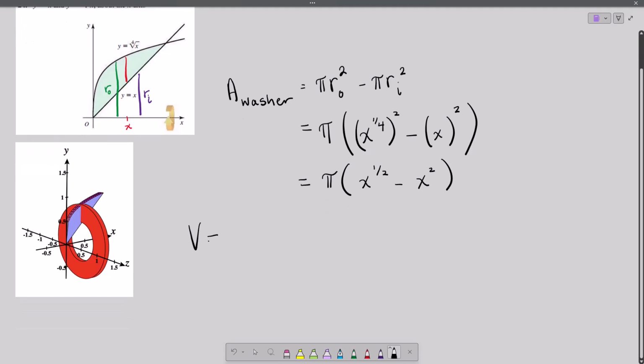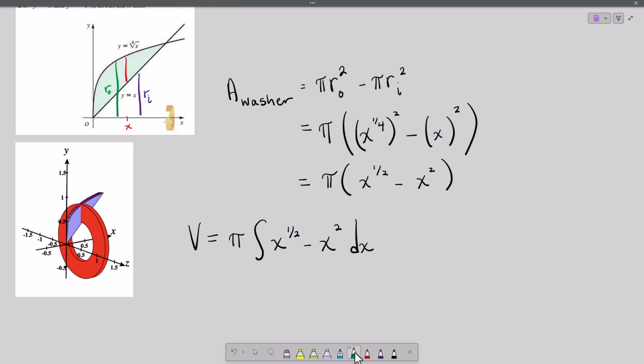The volume will be the integral of this. And then we have to figure out our limits of integration. So volume, integrate area. Limits of integration. We need to know where the two curves intersect. How do we figure out where curves intersect? Yeah, we just set them equal to each other. So we have x raised to the 1/4 power. We want to set that equal to x raised to the 1st power, so we have that.